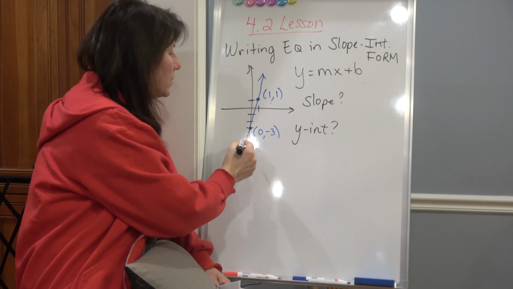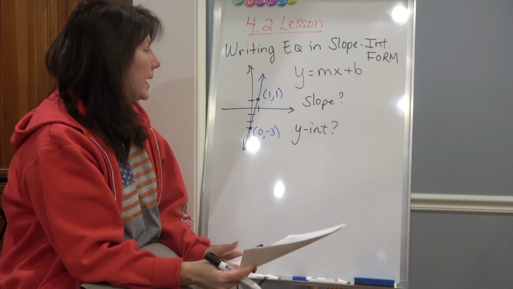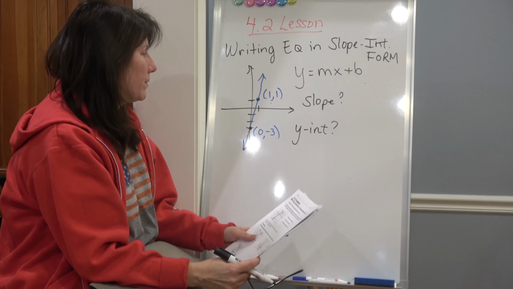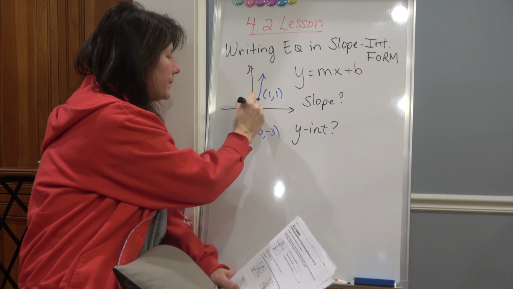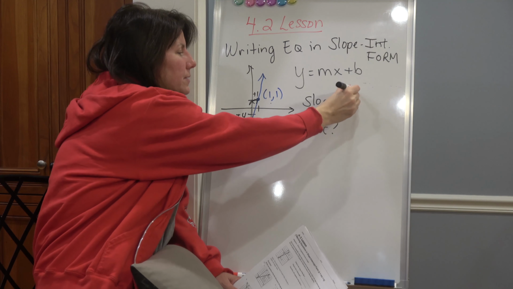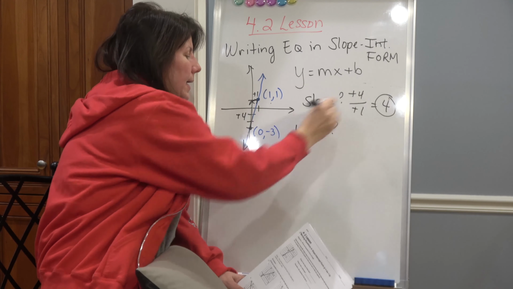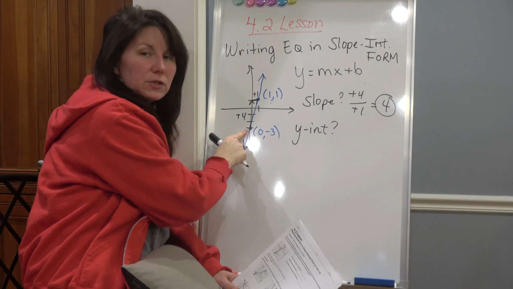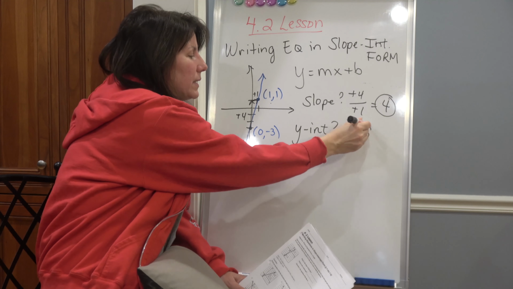Okay? So here we have an example on your note sheet on the 4.2 lesson. And it's asking you what is the slope of the line. So you could go up 4 over 1, up 4, right 1, so that you see that the slope is 4. And then you can identify the y-intercept. Clearly it's -3. They give me that point, -3.